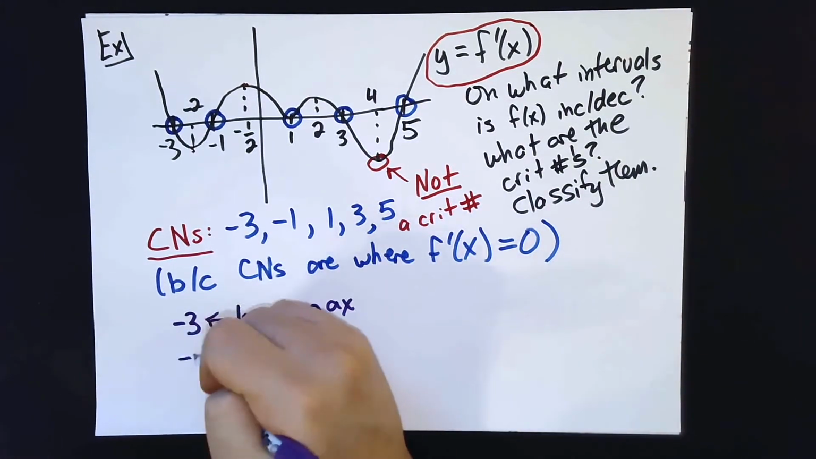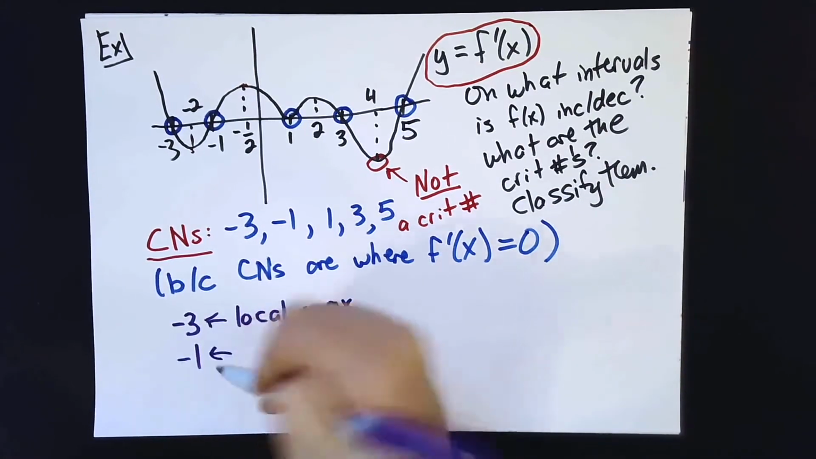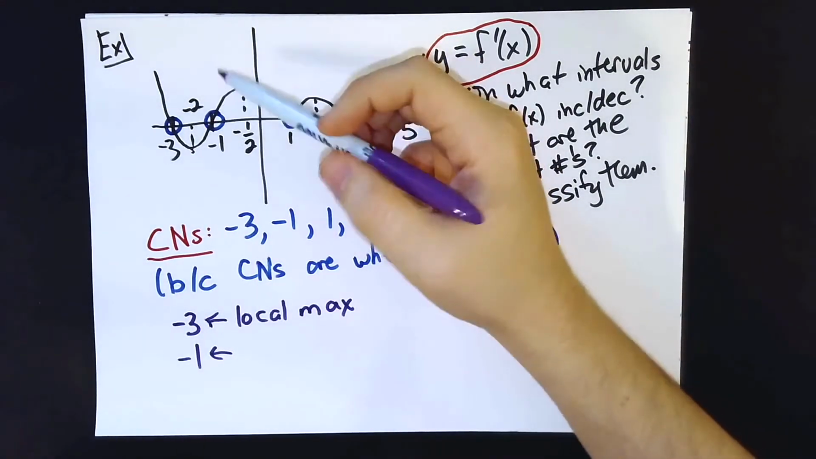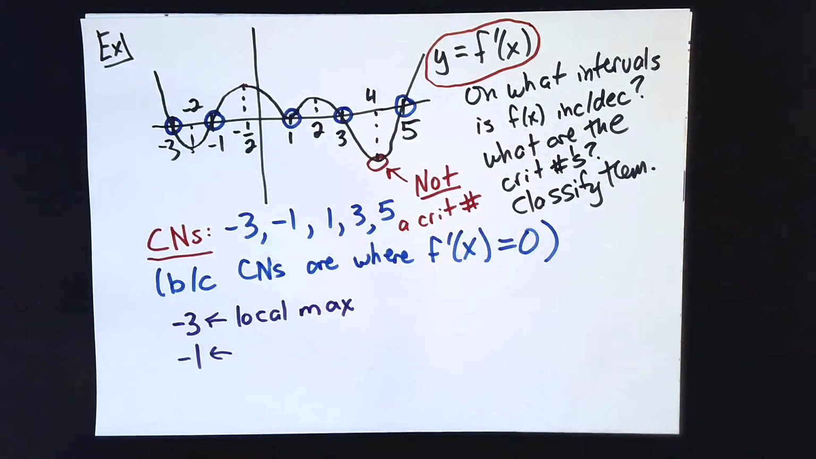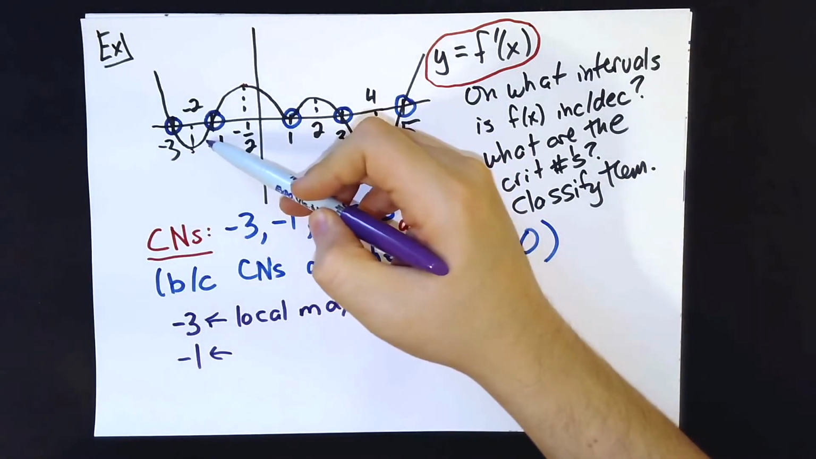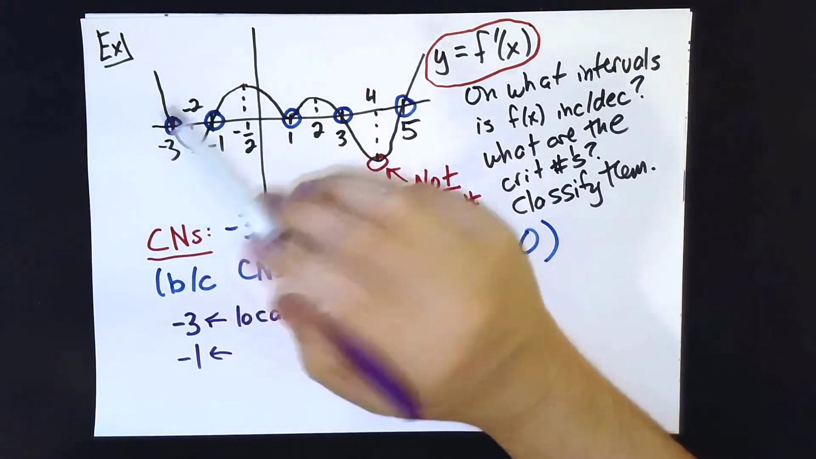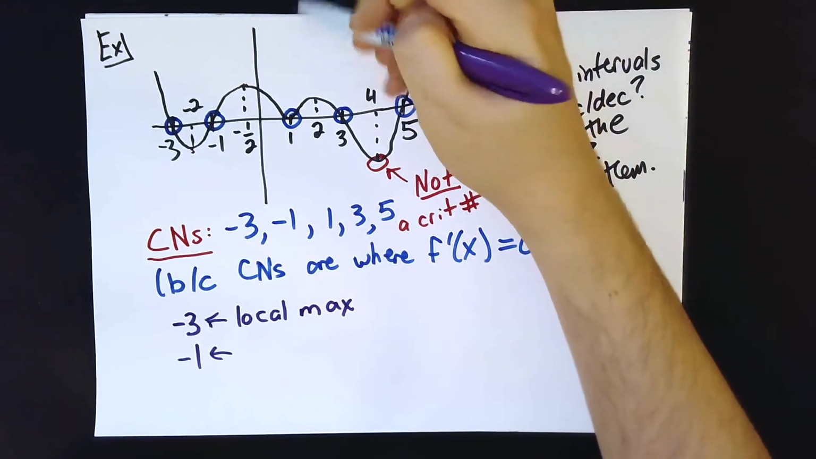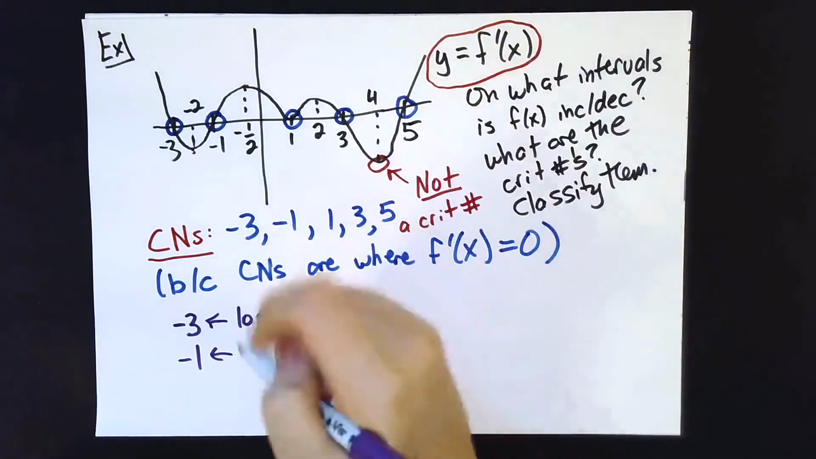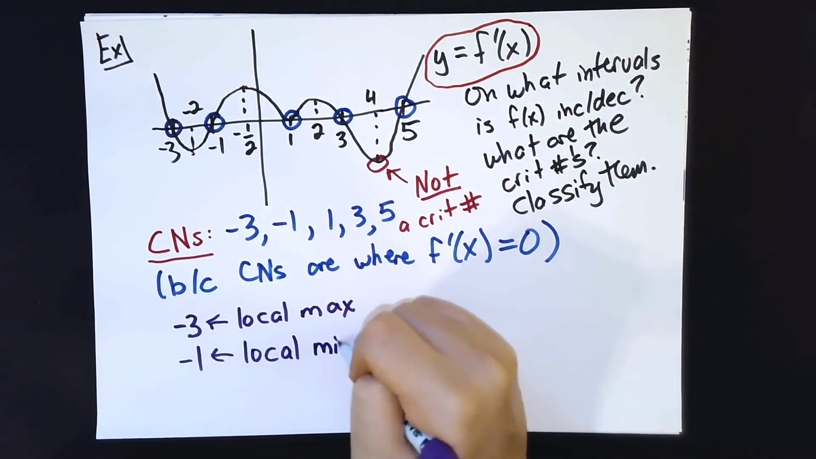How about minus 1? Well, at minus 1, the derivative switches from being negative to being positive, which means the function switches from being decreasing to being increasing. Okay. And switching from decreasing to increasing has to look like this, a right side up U. Okay, so this has to correspond to a local min.